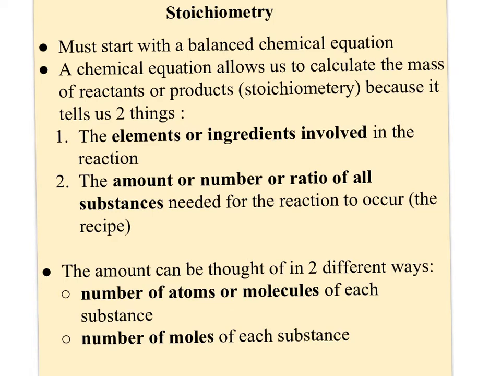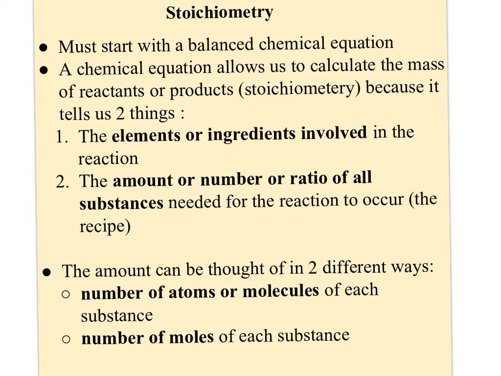So a chemical equation allows us to calculate the mass of reactants or products because it's telling us, first of all, the elements or ingredients we have, and second, the amount or number or ratio of those ingredients that we need. So for example, if you have a recipe and you need 2 eggs, a cup of sugar, a stick of butter, whatever, the eggs, the butter, the sugar, that's your ingredients. But in a chemical equation, we see those ingredients as chemical formulas. So things like H2O or CaCO3, that's telling us our ingredients.